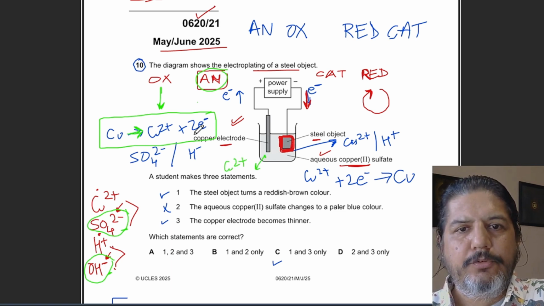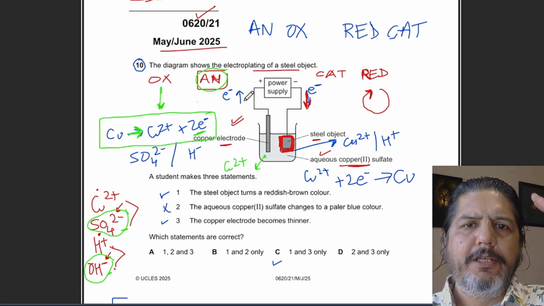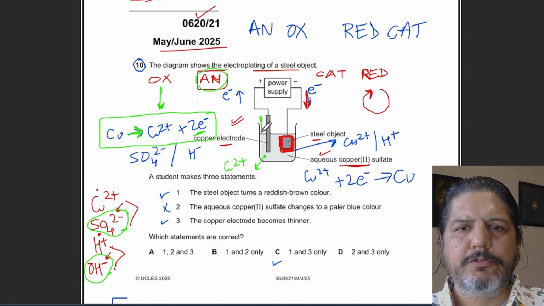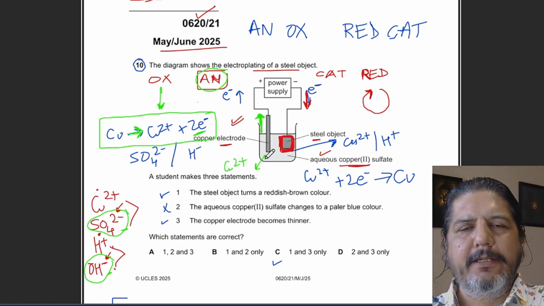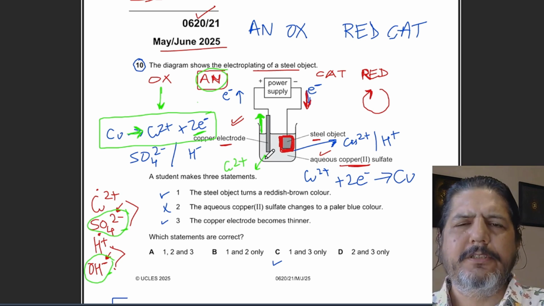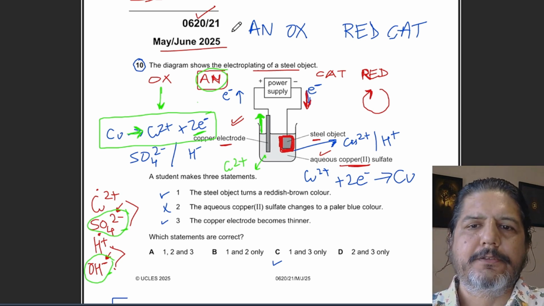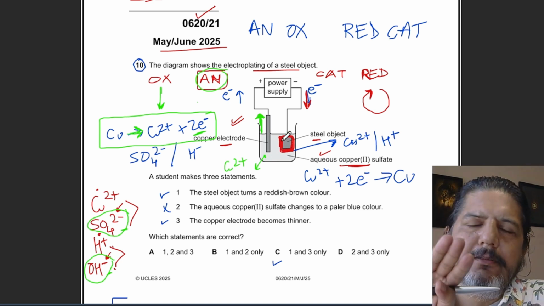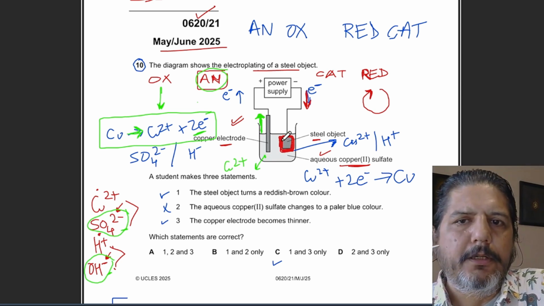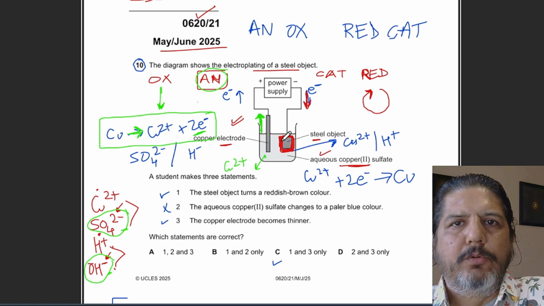And these 2 electrons, just to visualize, you can imagine these 2 electrons going up like this. So Cu2+ will enter the electrolyte and 2 electrons will rise up. Just to visualize, you can visualize it like this. Then the Cu2+ will rush towards the negative terminal at the cathode.